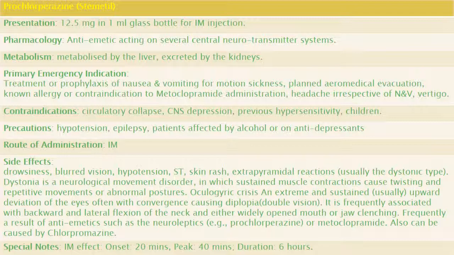Side effects of prochlorperazine include drowsiness, blurred vision, hypotension, sinus tachycardia, skin rash, extrapyramidal reactions, usually the dystonic type. Dystonia is a neurological movement disorder in which sustained muscle contractions cause twisting and repetitive movements or abnormal postures. Oculogyric crisis is extreme and sustained, usually upward deviation of the eyes, often with convergence, causing diplopia, double vision. It is frequently associated with backward and lateral flexion of the neck and either widely open mouth or jaw clenching. Frequently a result of antiemetics such as neuroleptics, example prochlorperazine or metoclopramide, also can be caused by chlorpromazine. Special notes: intramuscular effect, onset 20 minutes, peak 40 minutes, duration 6 hours.